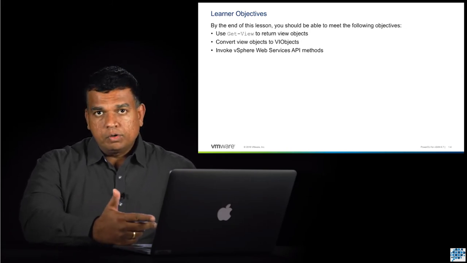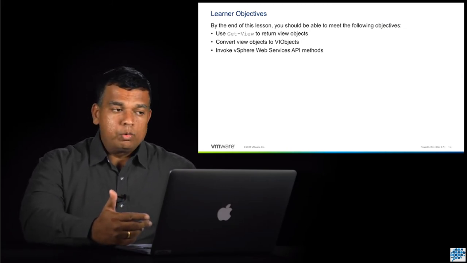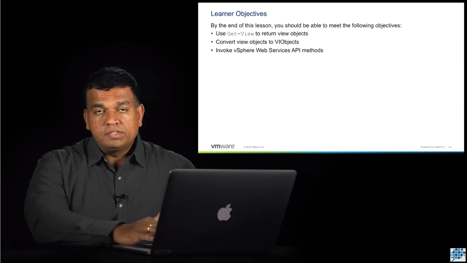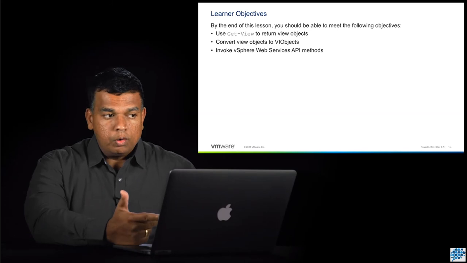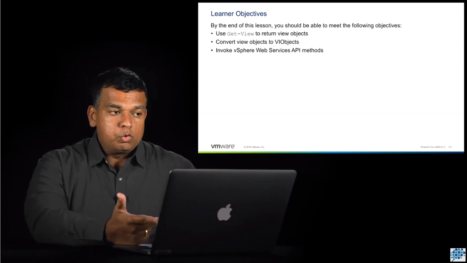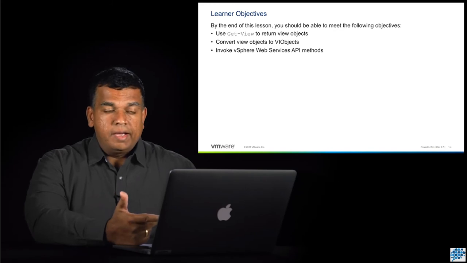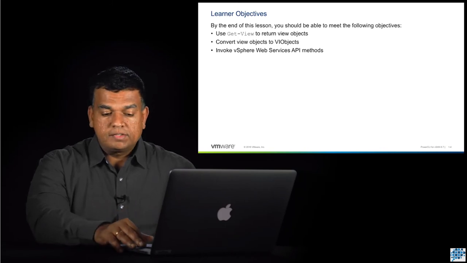So in this particular video, I am going to talk about a cmdlet called Get-View, which is going to show us these view objects. We'll see how to convert view objects to VI objects, and we'll also see how to invoke vSphere Web Services API methods.